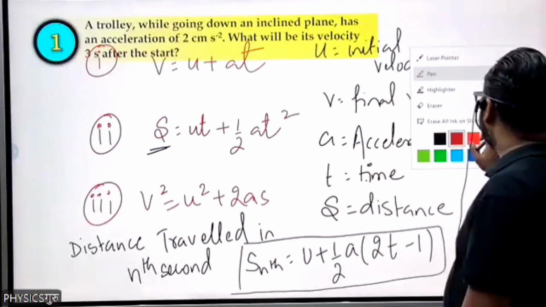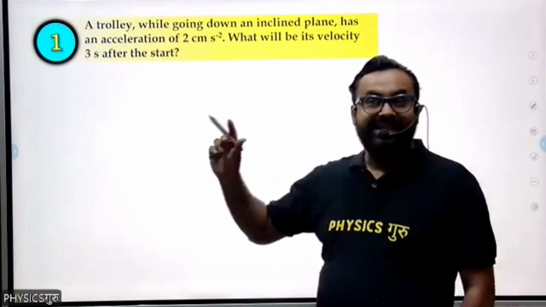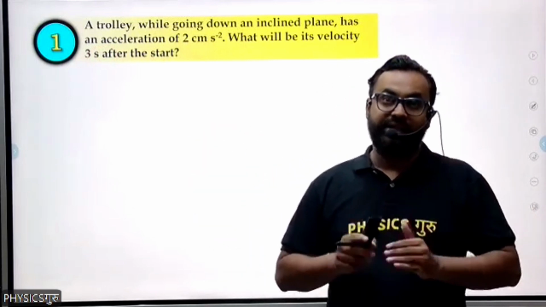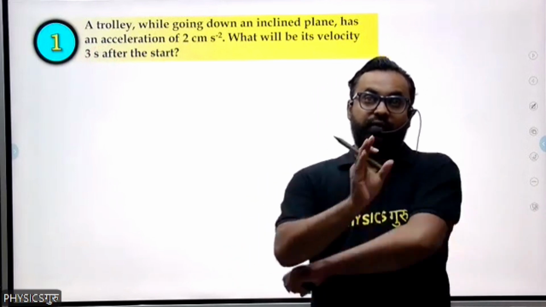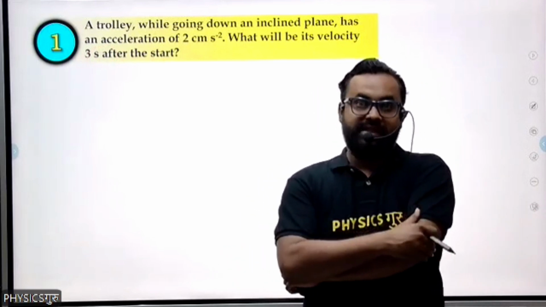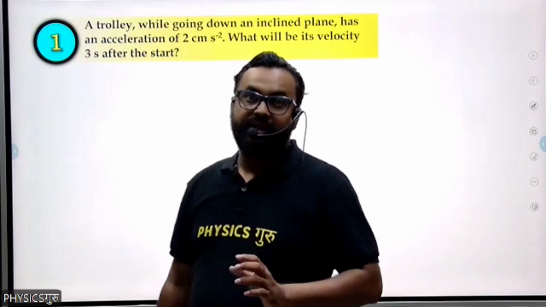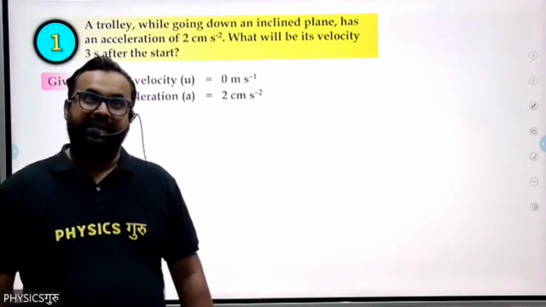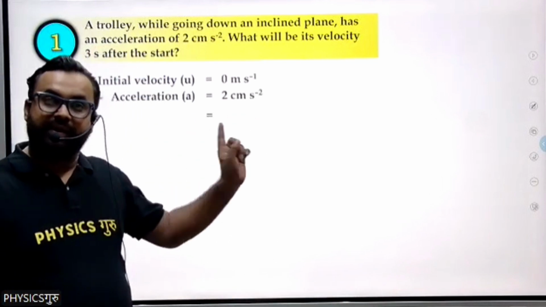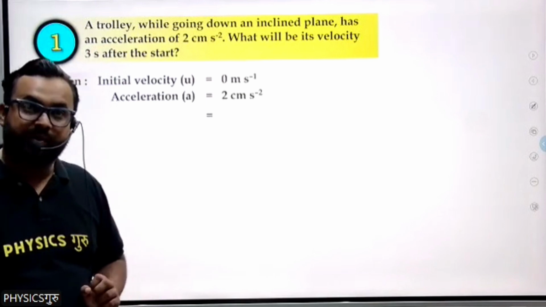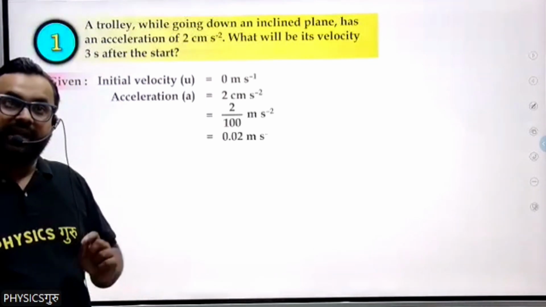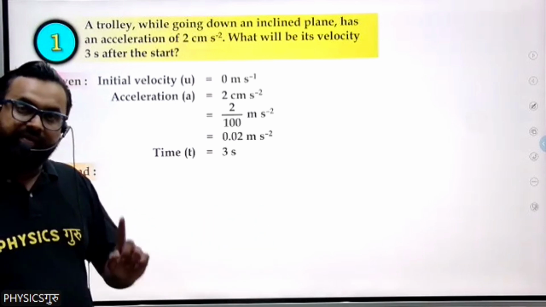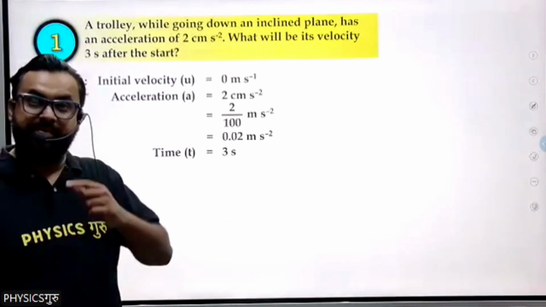First, question number 1. The question says that a trolley while going down an inclined plane has an acceleration of 2 centimeter per second square. What will be its velocity 3 seconds after the start? So a trolley is going down an inclined plane. Initial velocity is 0, acceleration is 2 centimeter per second square, and time is 3 seconds.